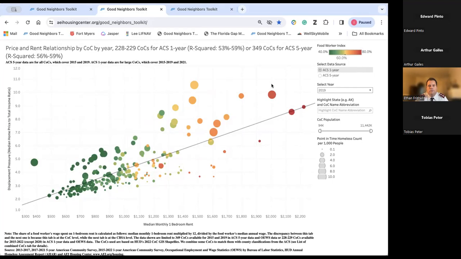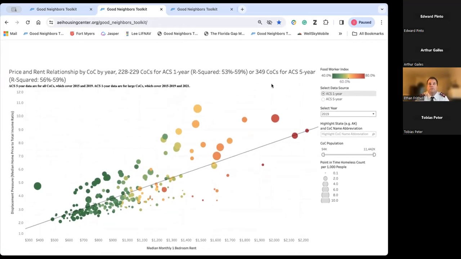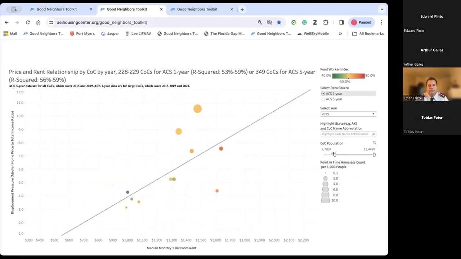That's not to say this isn't important, but that's why we focus so much on the Good Neighbor Index being built around displacement rate, displacement pressure. It has a very high explanatory power, and when you get to the COCs of 1 million or more, which there are lots of, that R squared goes up to, I believe it was 85%, something on that order of 89%. So it's even higher. And so that's why we really focus on that relationship. Back to you, Ethan. Thank you.